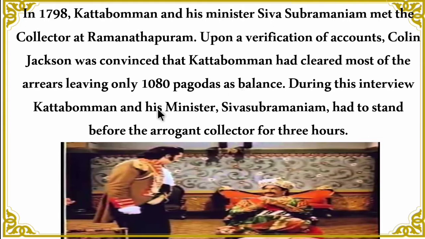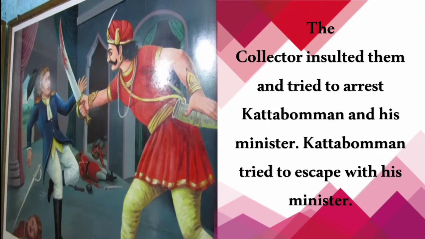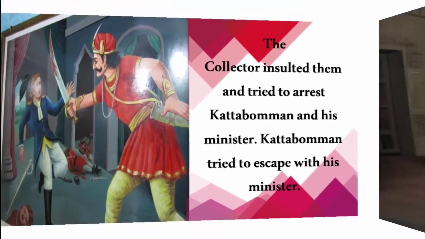During this interview, Kattabomman and his minister Siva Subramanian had to stand before the arrogant collector for 3 hours. Arrogant means very rude. In this discussion, the collector insulted them, tried to harass them, and also tried to arrest Kattabomman along with his minister. But Kattabomman escaped from that place.